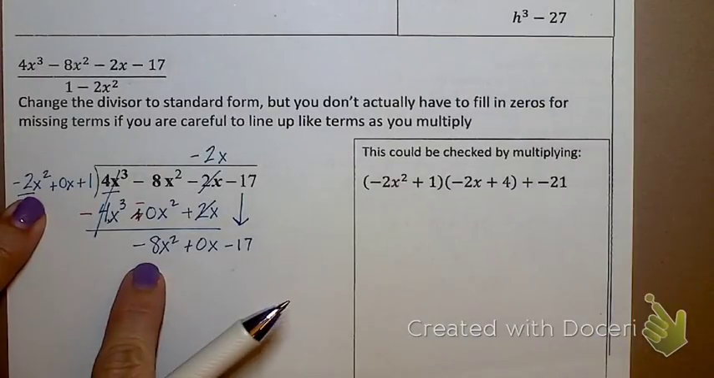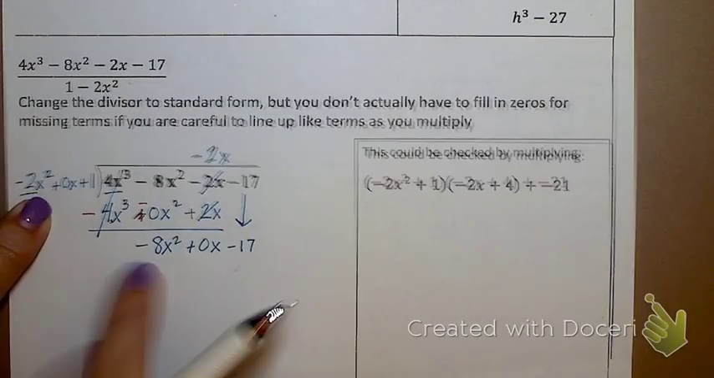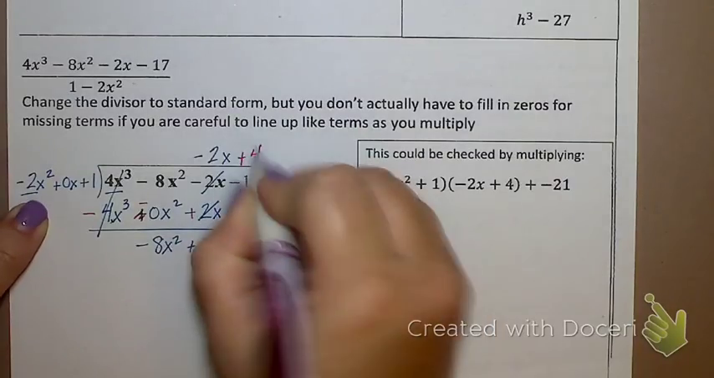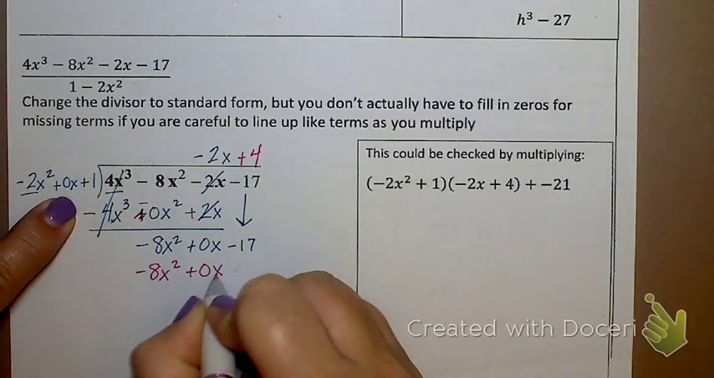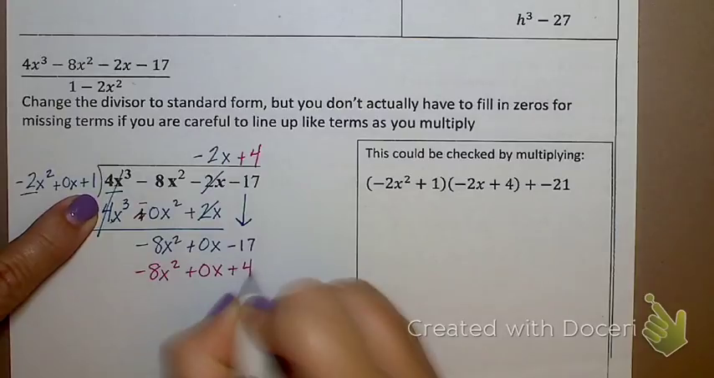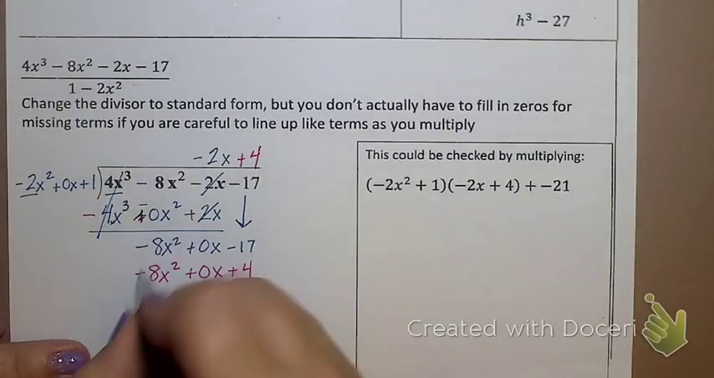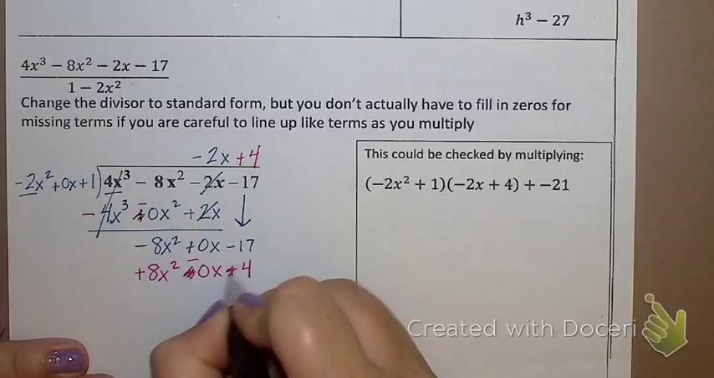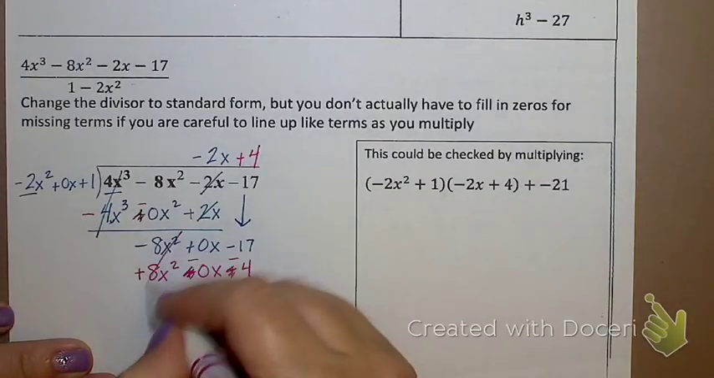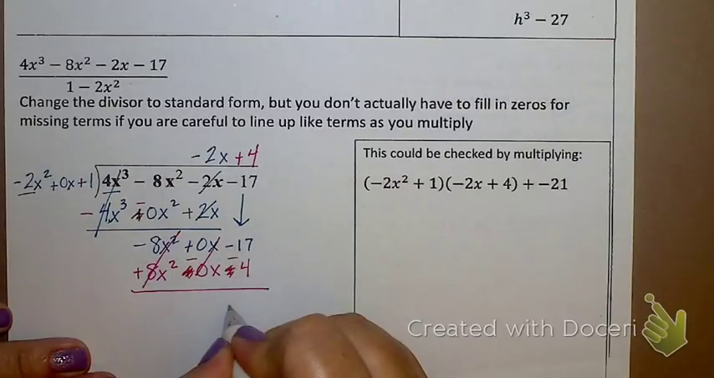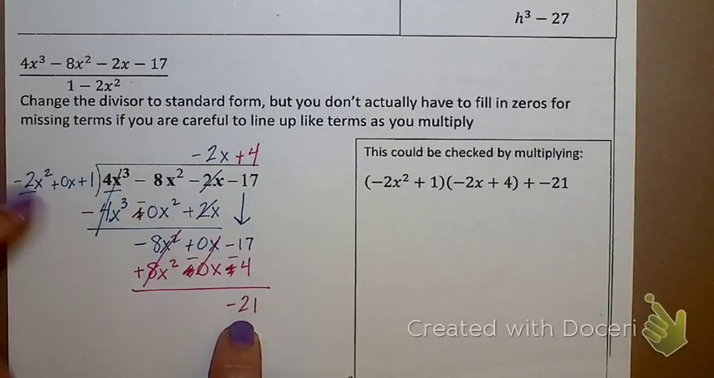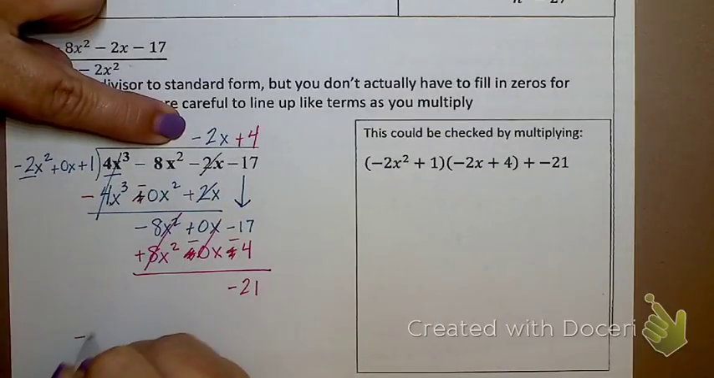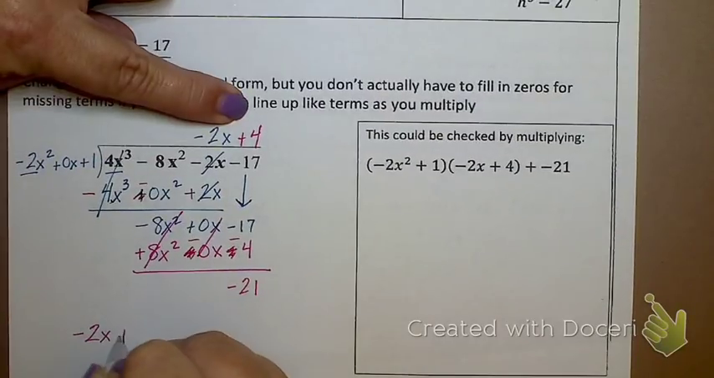Negative 2x squared times what is negative 8x squared? Positive 4. So let's see, I get negative 8x squared plus 0x plus 4. Change my signs. And what do I have? That cancels. That cancels. I'm left with negative 21. Is the degree smaller? Degree is smaller than here, so I'm done. So what's my answer? My answer is negative 2x plus 4.